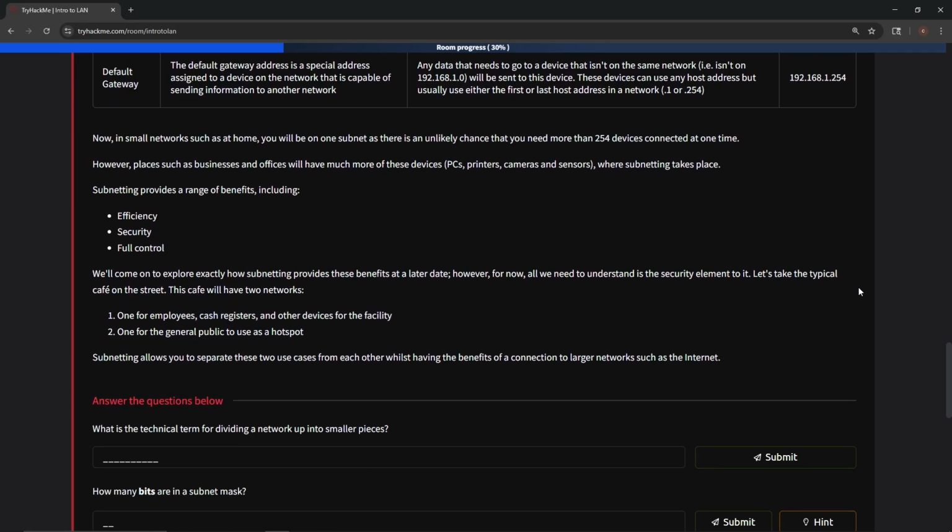Now in small networks, such as at home, we will be on one subnet, as there is an unlikely chance that we need more than 254 devices connected at one time. True. However, places such as businesses and offices will have many more devices: PCs, printers, cameras, and sensors, where subnetting takes place. Subnetting provides a range of benefits, including efficiency, security, and full control.